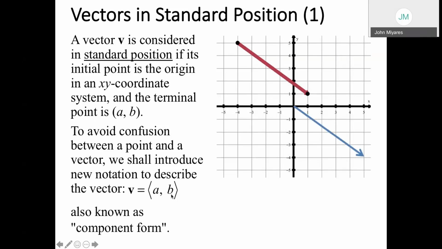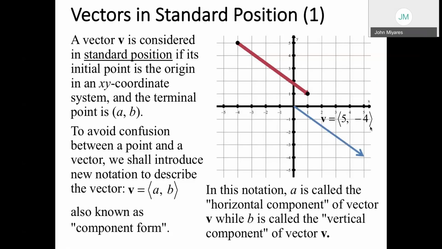In this case, since the vector is going right 5 and down 4 from the origin, we're going to label this vector with the quantity inside the angle brackets as 5, comma, -4. In this notation, the a value, which here equals 5, is called the horizontal component of the vector, while the b value, which in this problem is -4, is called the vertical component of the vector.